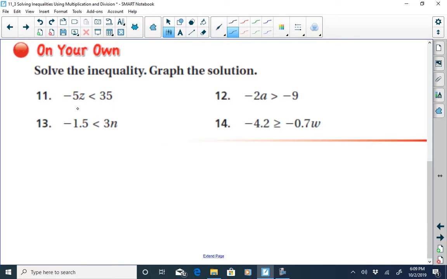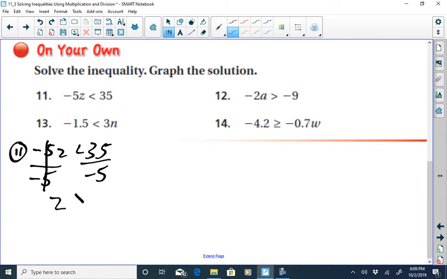All right, problem number 11, let me recopy it. Number 11, we have negative 5 times the number z is less than 35. I see that negative coefficient, so I know I'm going to have to reverse the inequality. Divide both sides by negative 5, they cancel. Z has to be now greater than 35 divided by negative 5, which is negative 7. Let's check it.